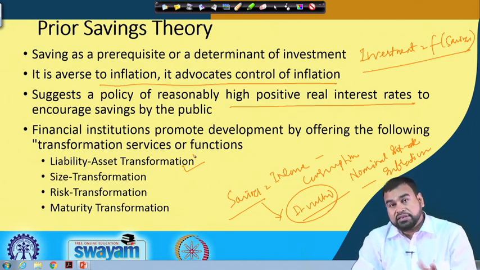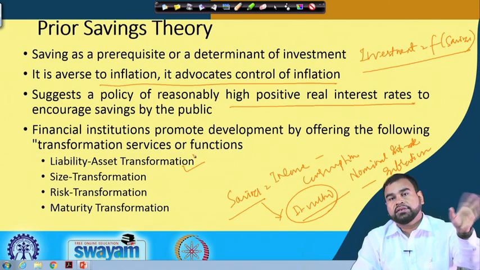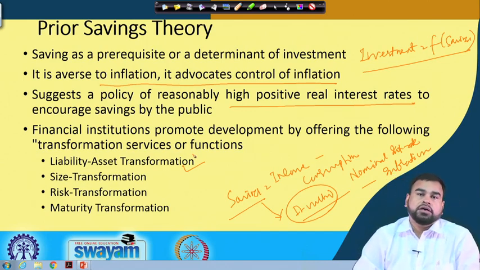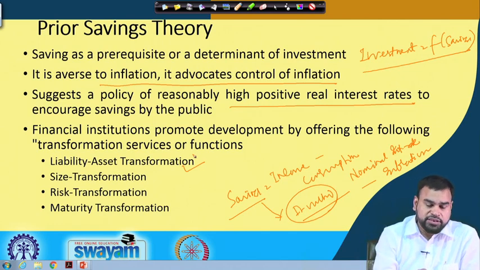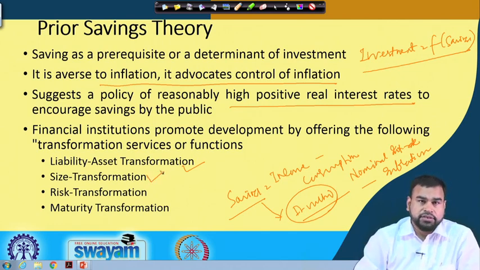So, through that the savings is increasing, finally it is helping in the investment process of the particular system. Therefore, the size transformation is done by the financial sector only. Risk transformation, you know how this risk is transformed by the financial sector or financial development. If the financial sector is developed, then what is happening? Some people are the risk takers, some people are the risk averse.